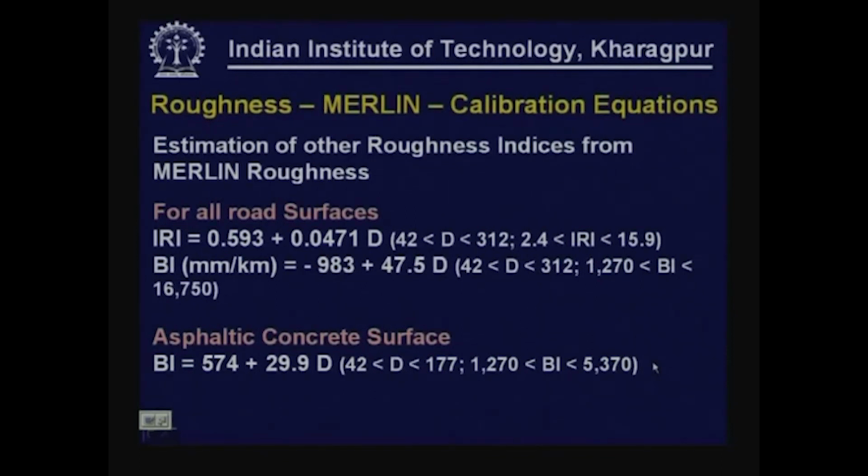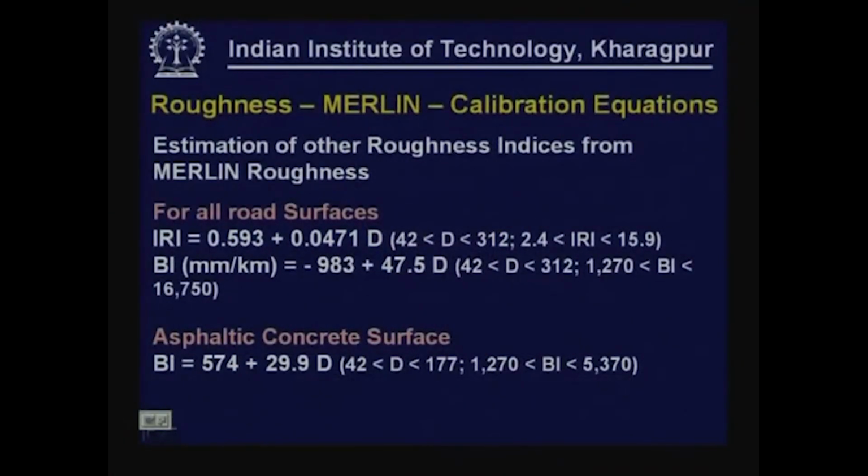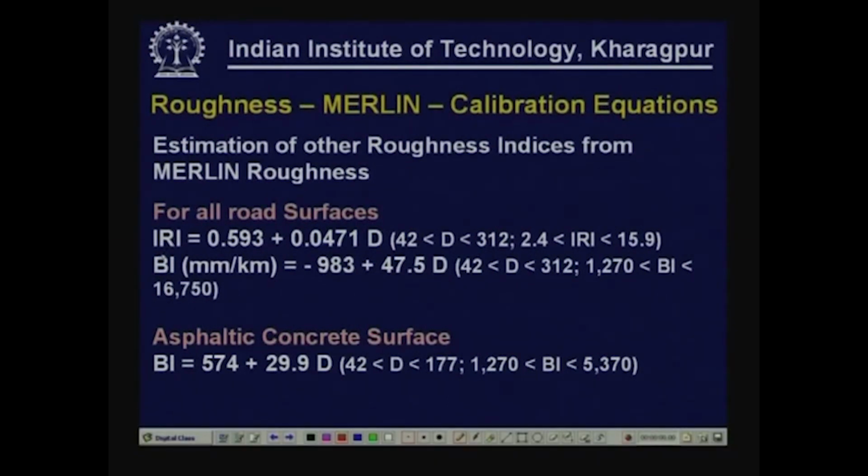Using the Merlin roughness value, other roughness parameters can be estimated. For example, the International Roughness Index, which we will discuss after a few slides, can be estimated as a function of Merlin roughness. Good correlation is found between these two parameters. For the same road, if you measure Merlin roughness and also compute the International Roughness Index, we can find good correlation between them. For all types of road surfaces, IRI is given as 0.593 plus 0.047 multiplied by D.